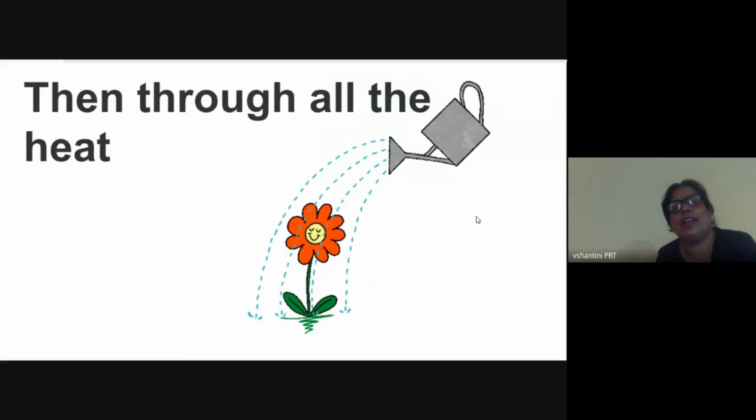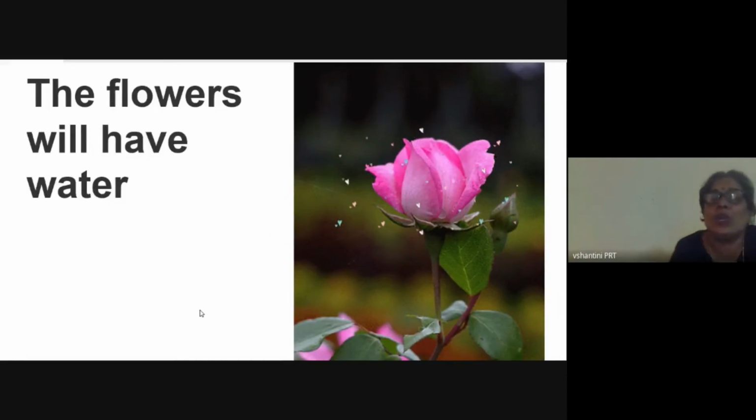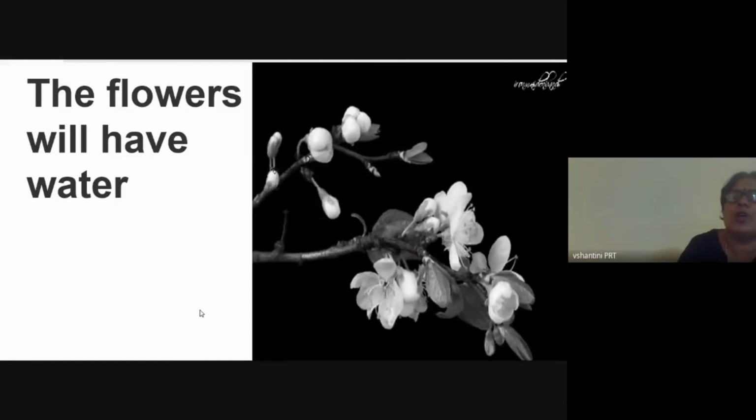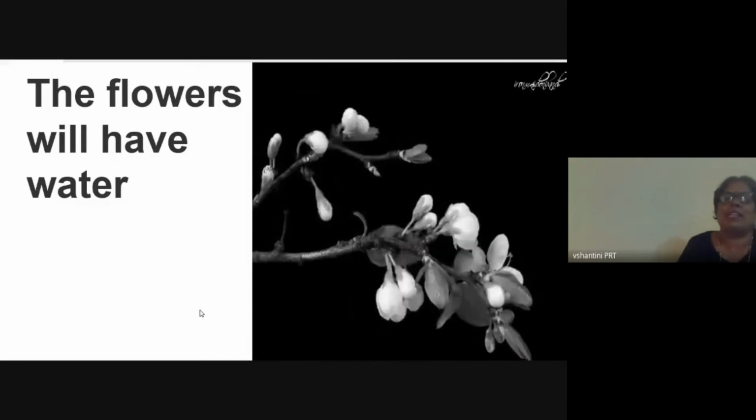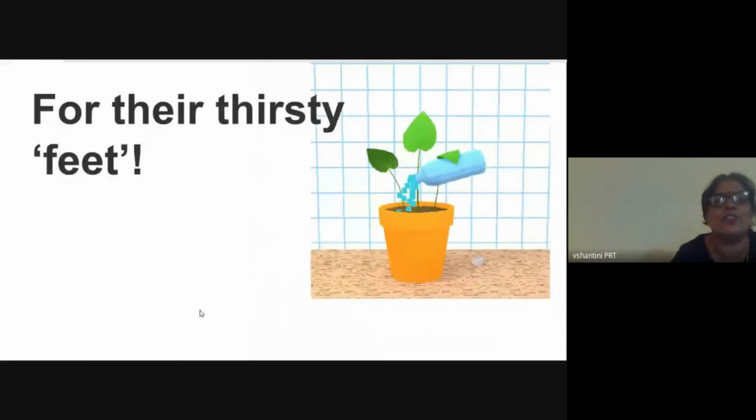Then through all the heat, see here, it's directly on the soil around. So what happens then? Through all the heat, however much heat it is, the flowers will have water, because the root absorbs the water and sends it to different parts of the plant. So the flowers will, see how fresh it looks now. The flowers will have water and it will stay fresh, it will bloom, and it will be wonderful to see for their thirsty feet. Who is thirsty here? The plants will be thirsty.